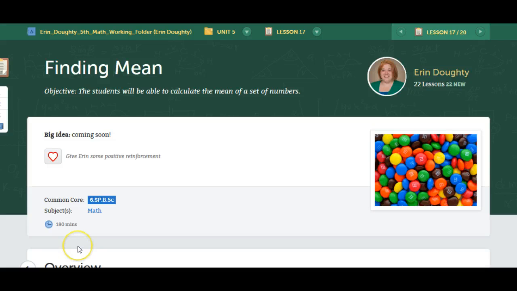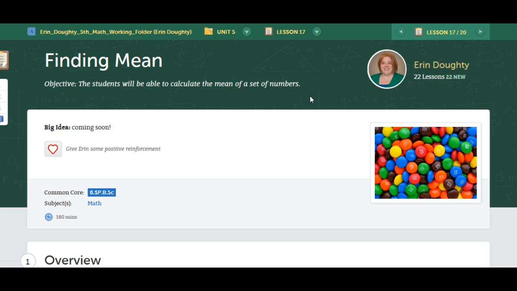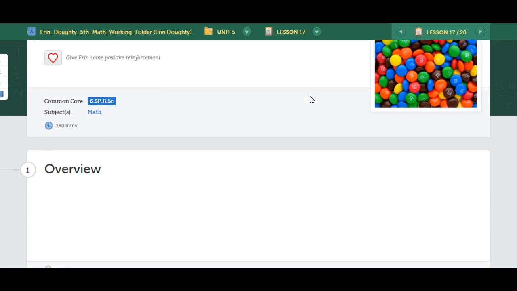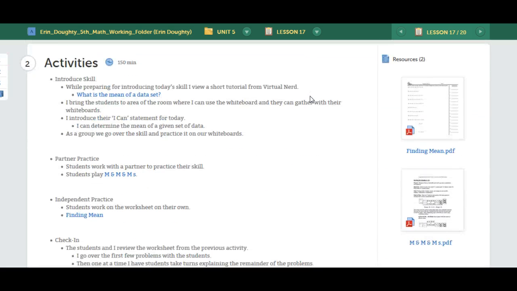This is a targeted skills review on finding mean. The students will be able to calculate the mean of a set of numbers. And this is targeted for some of my higher math students.